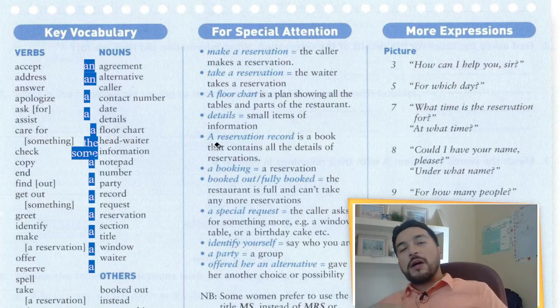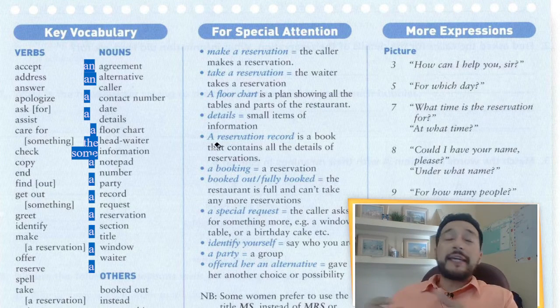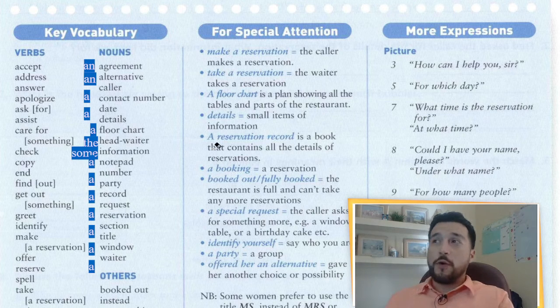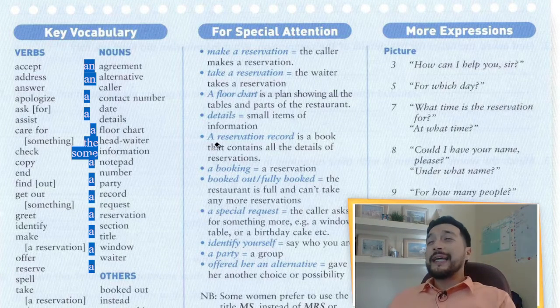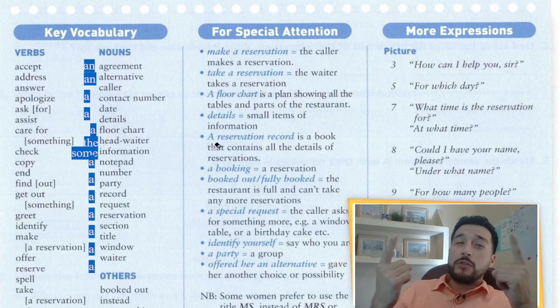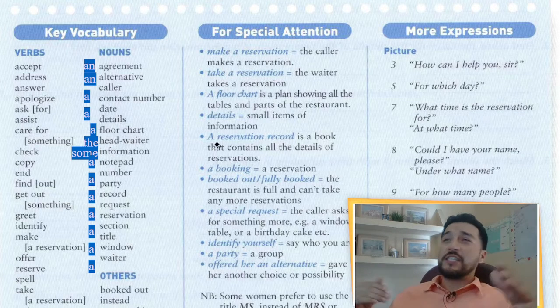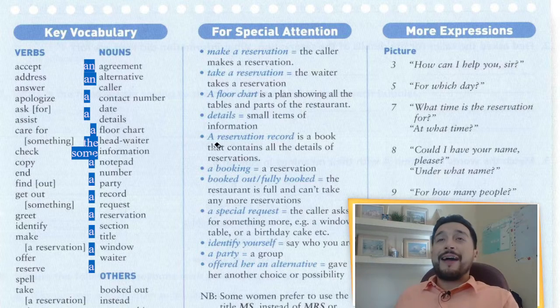Hey class, welcome to the vocabulary class or taking notes. These are the notes for class 1, taking reservations by telephone. Let's take a look at all the notes that we have for this class. We have some verbs, some nouns, and some adjectives as well. We're going to take a look at the verbs and the nouns.